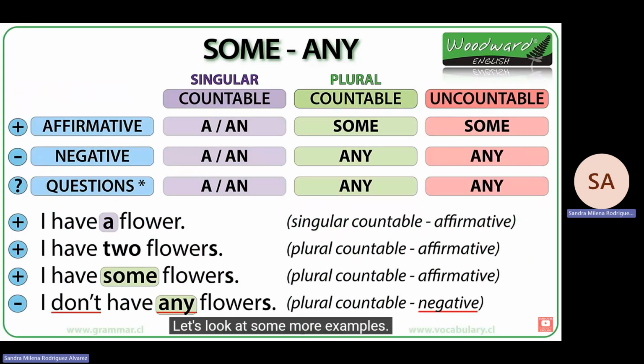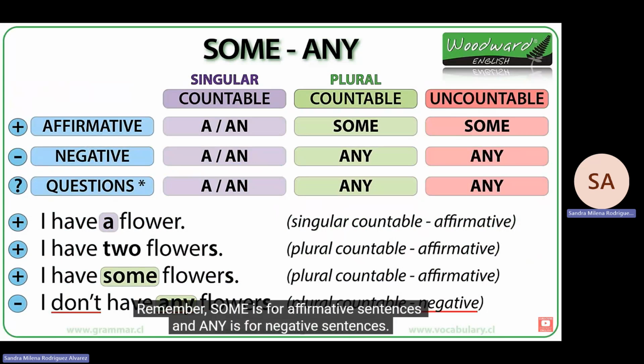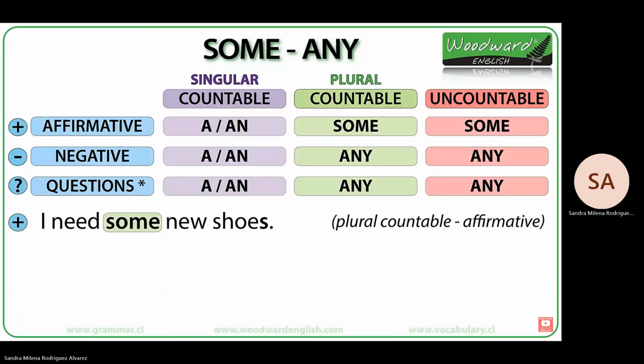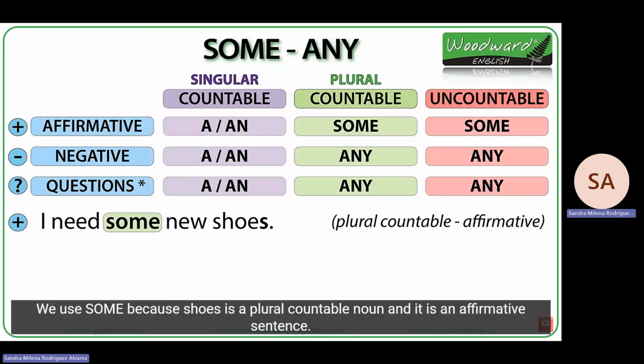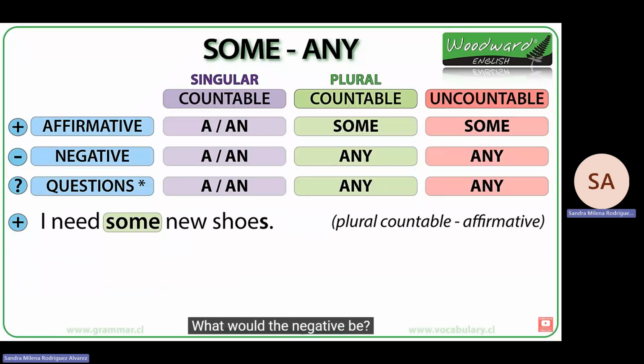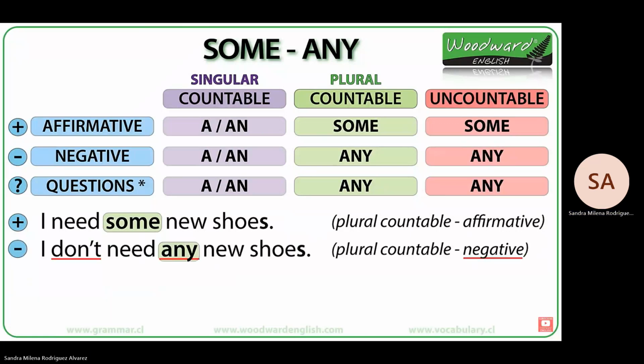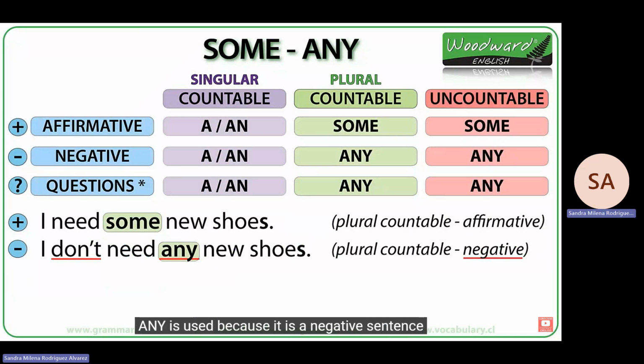Let's look at some more examples. Remember, some is for affirmative sentences and any is for negative sentences. I need some new shoes. We use some because shoes is a plural countable noun and it is an affirmative sentence. What would the negative be? I don't need any new shoes. Any is used because it is a negative sentence.